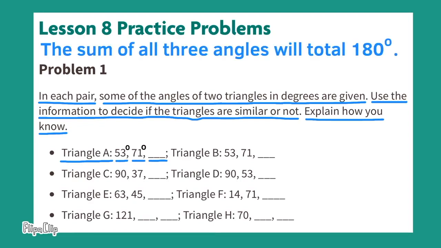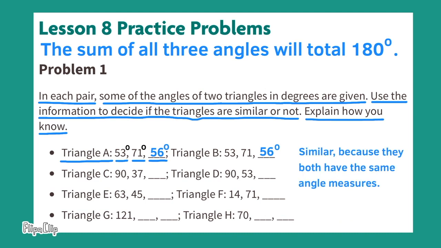The sum of all three angles will total 180 degrees for all triangles. So 180 degrees minus 53 degrees equals 127. 127 degrees minus 71 degrees equals 56 degrees. The angle measures are 53 degrees, 71 degrees, and 56 degrees. Triangle B also has the same angle measures. These triangles are similar because they have the same angle measures.